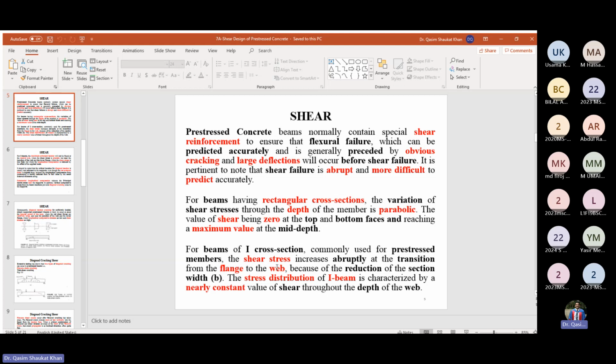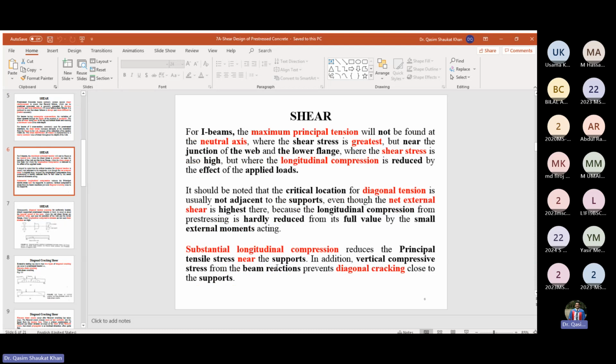The stress distribution of an I-shaped beam is characterized by a nearly constant value of shear throughout the depth of the web. So in the web part, the width is constant, although it is small, but it is constant. So you will have large shear stresses in the web part. For I-shaped beams, the maximum principal tension will not be found at the neutral axis.